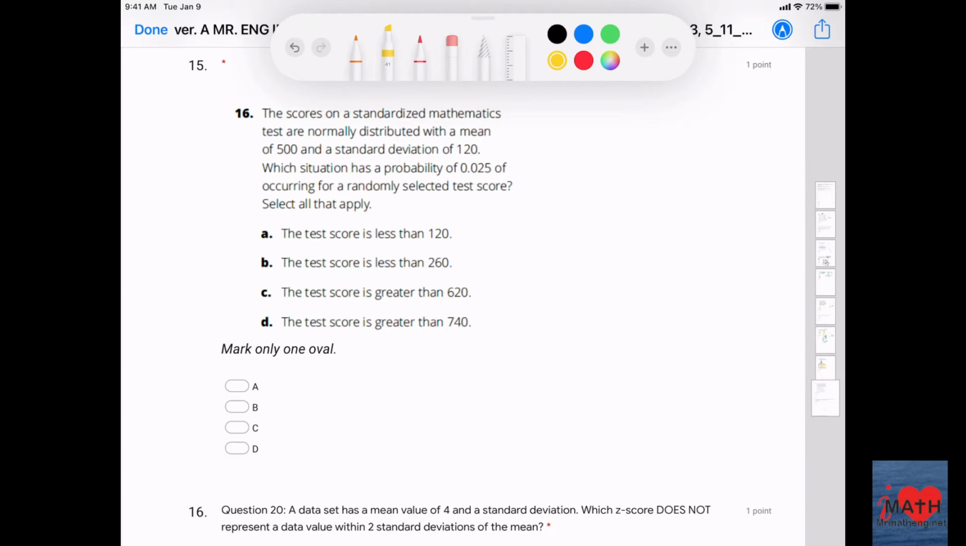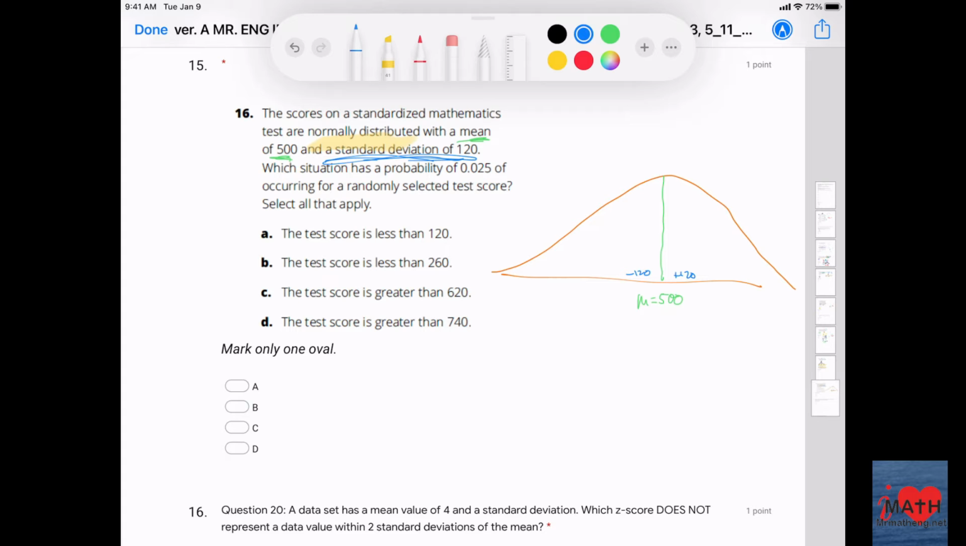Scores on a standardized mathematics test are normally distributed. So let me go ahead and draw that curve. Here's the ghost. Okay, then it tells us with a mean of 500. So right down the middle is 500. And a standard deviation of 120. So you'll just add 120 and then subtract 120 in that direction, okay? All right, which of the situations has a probability of 0.025 of occurring for a randomly selected test score?